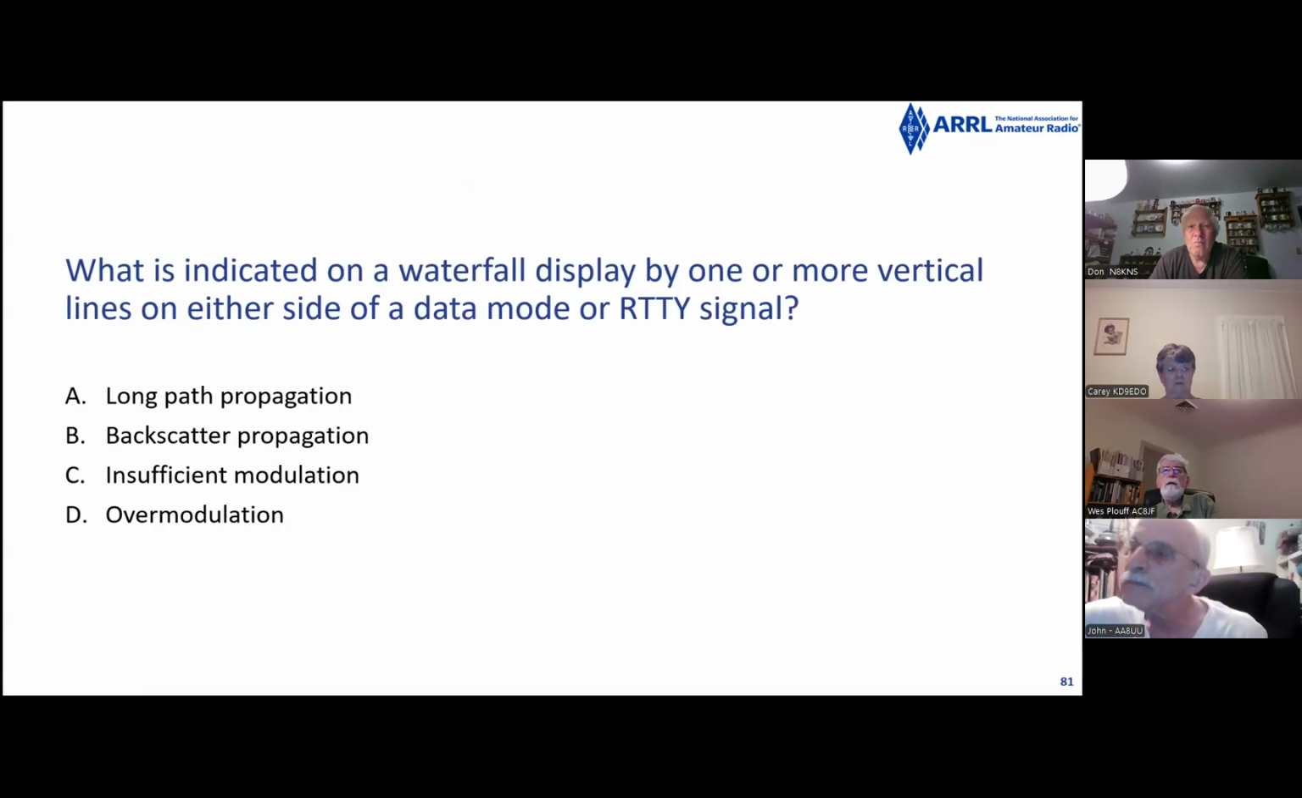What is indicated on a waterfall display by one or more vertical lines on either side of a data mode or RTTY signal? A, long path propagation. B, backscatter propagation. C, insufficient modulation. Or D, overmodulation. Delta. Yep, it's delta, overmodulation.